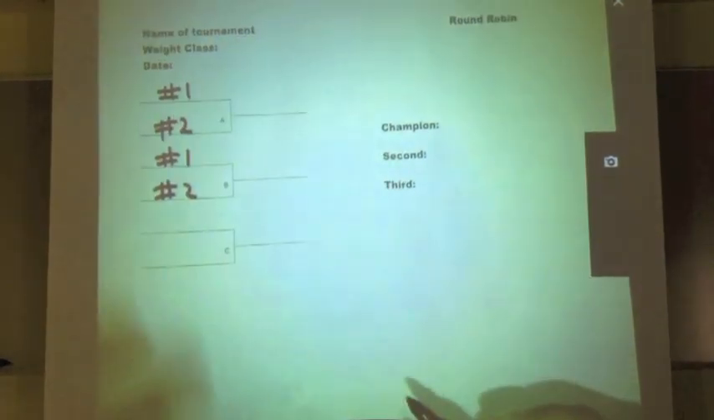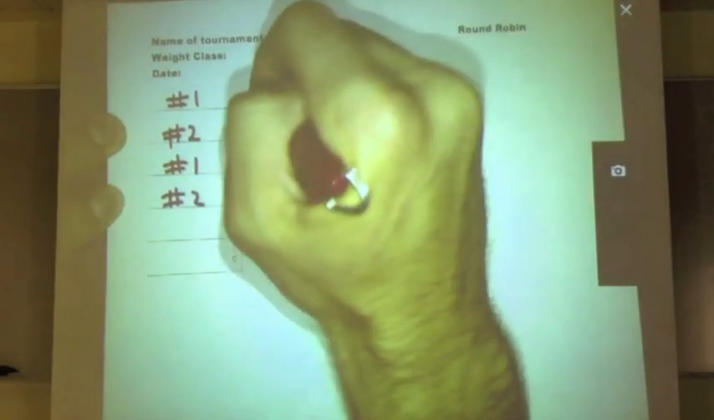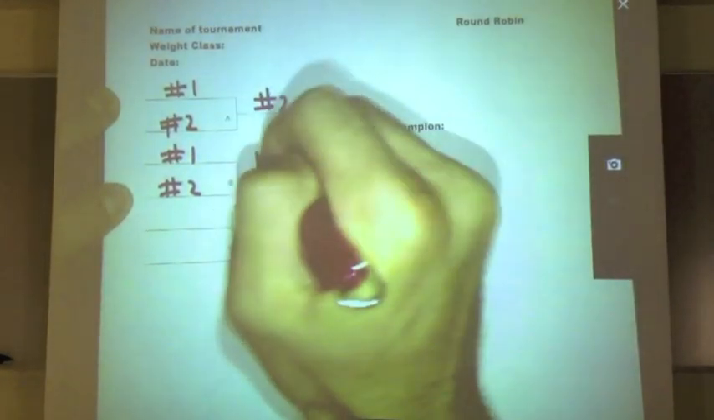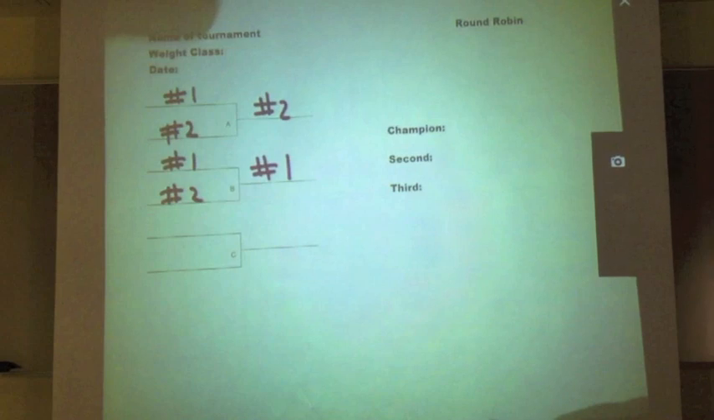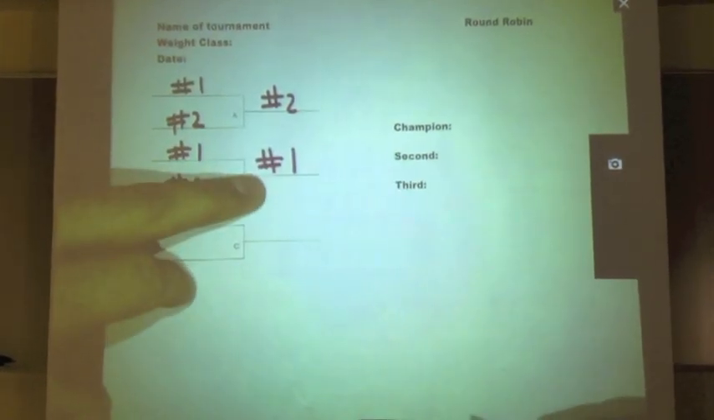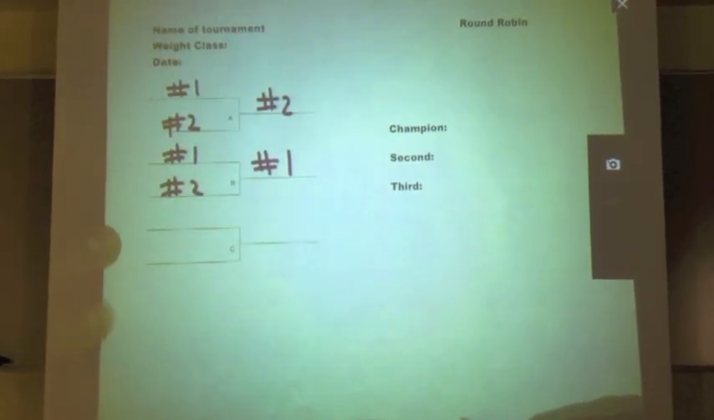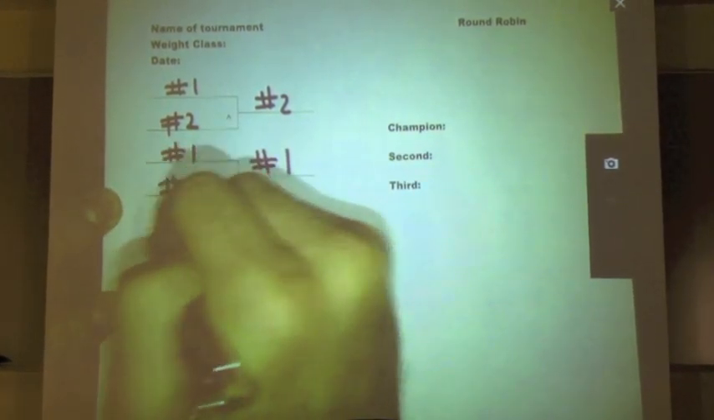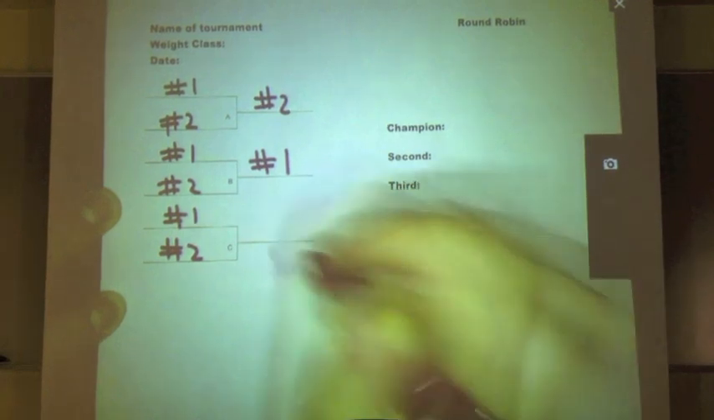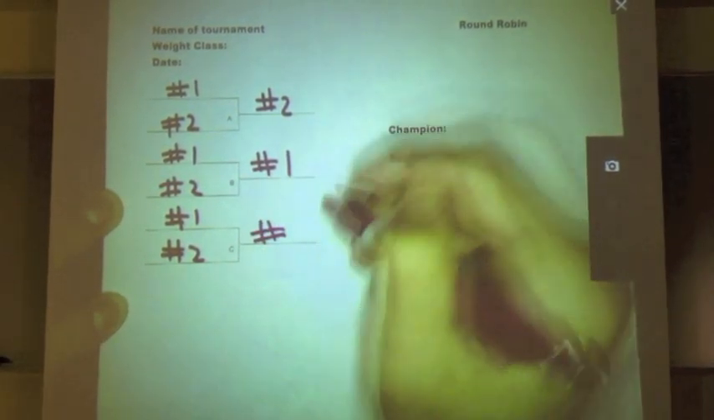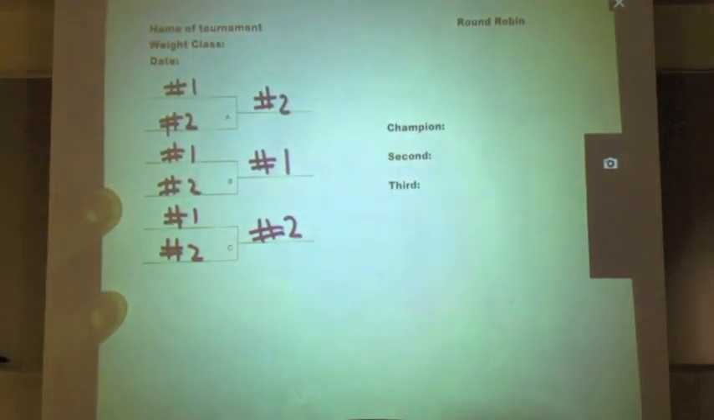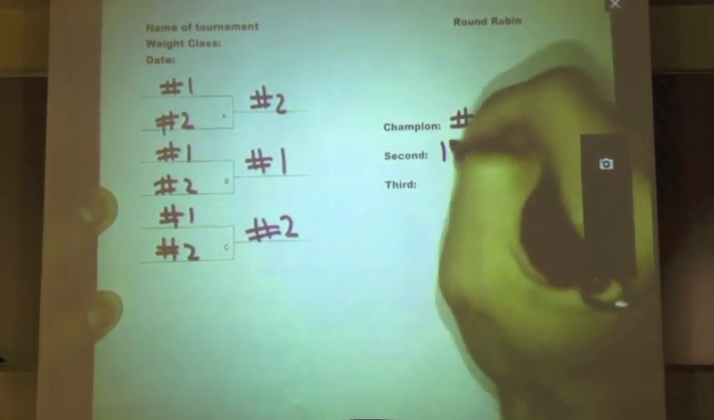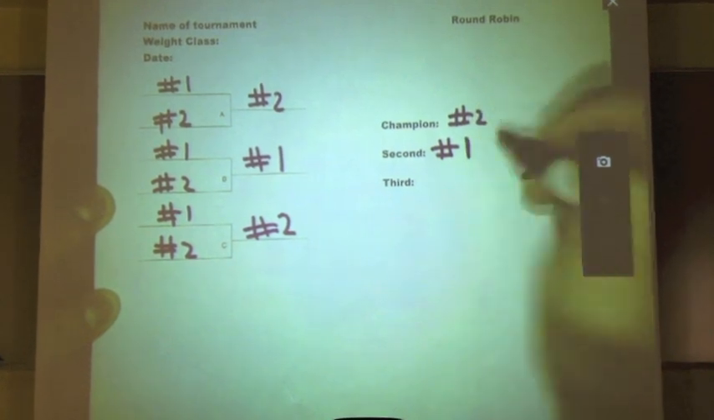Okay. So the first match, number 2 wins. For the second match, competitor number 1 wins. So now there's a tie. Number 2 won one match, number 1 won the other match. So to break the tie, we have to go to the third match. And for the third match, say number 2 wins. So number 2 is the champion. And second place, of course, would be number 1.